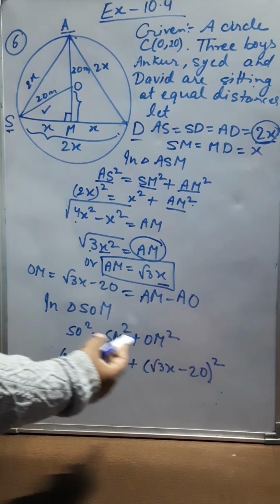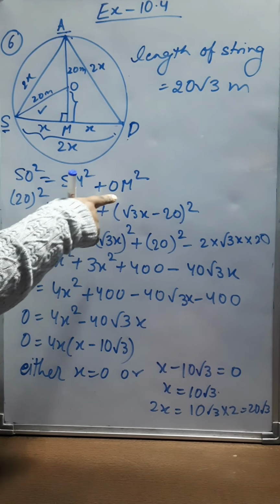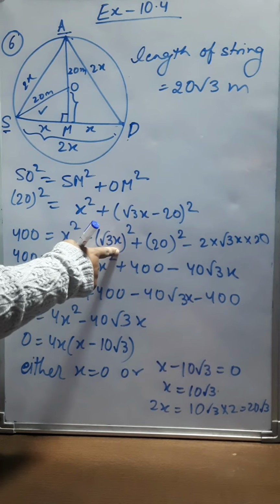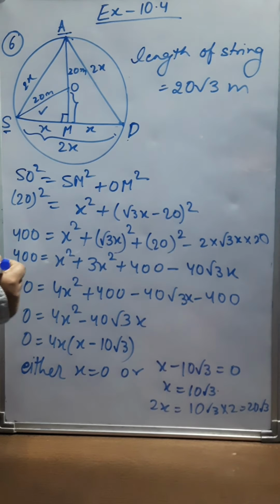Now we will solve this for x. So if we will solve this, 20 square is 400, SM square is x square and OM is root 3x minus 20 whole square. So A minus B whole square formula will be applied, which is A square means root 3x whole square plus 20 square minus 2 into root 3x into 20.